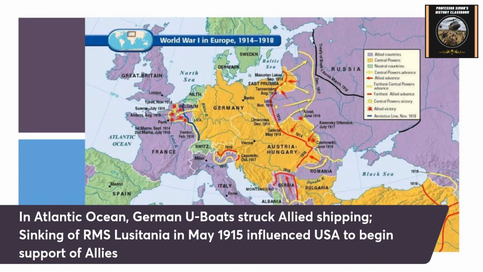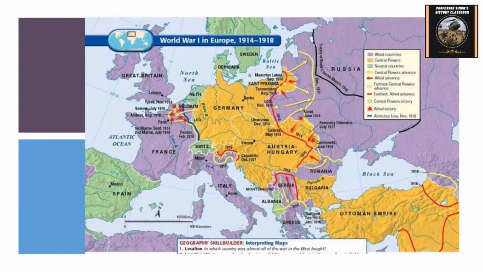Then in the Atlantic Ocean, don't forget, the Germans used submarines like U-boats to attack Allied shipping. That really helped to hurt the Allies in the war. But they do think that the sinking of Allied ships like the Lusitania in May of 1915 helped to cause the United States to back the Allies in the war against Germany. And so German unrestricted submarine warfare was another major cause of why the United States would enter the war, which is later in 1917.